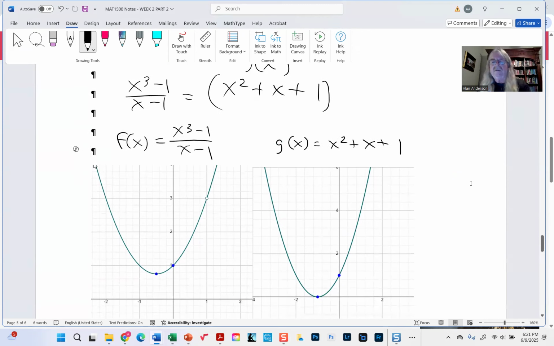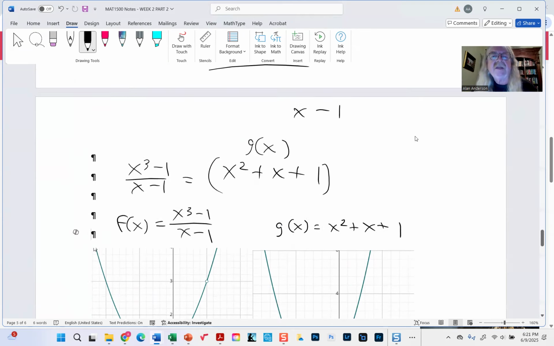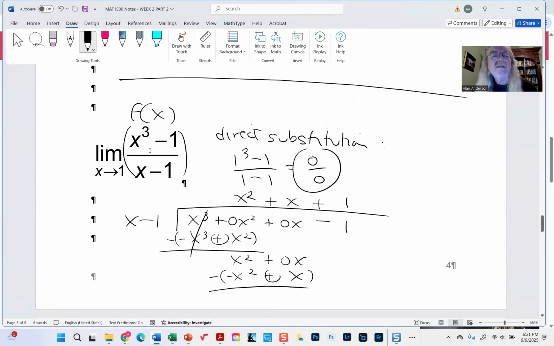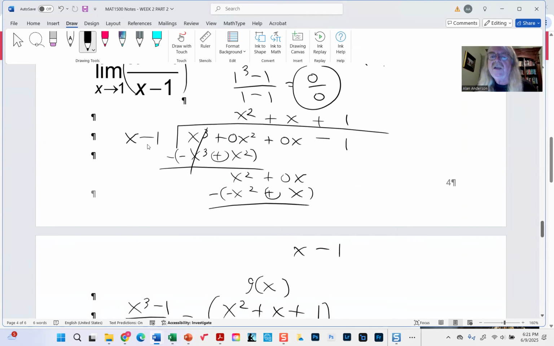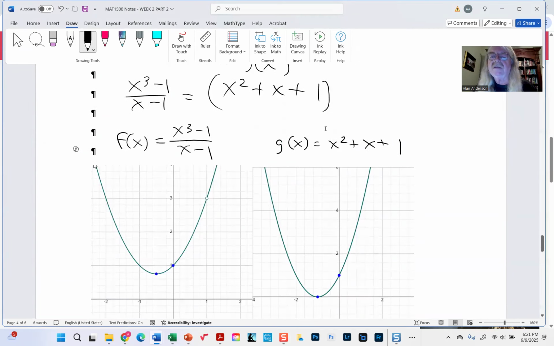Fine. All right. So the questionable point is x equals 1. In other words, if I take the limit as x approaches 1 with the original f of x, I'll get 0/0. If I plug it in over here on the right, I'll get 3.